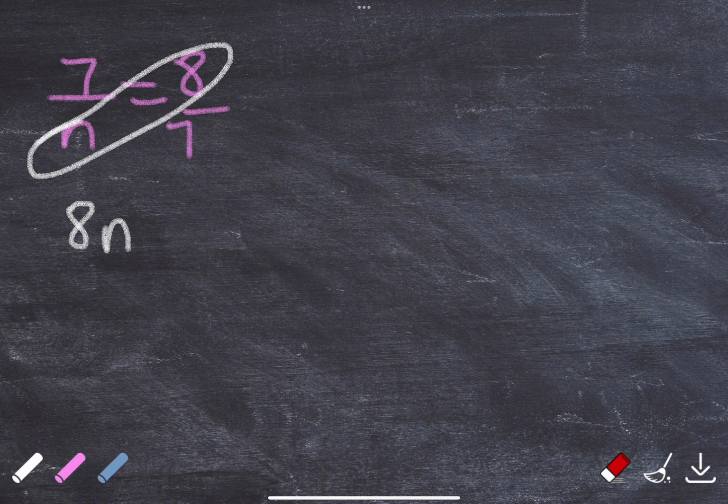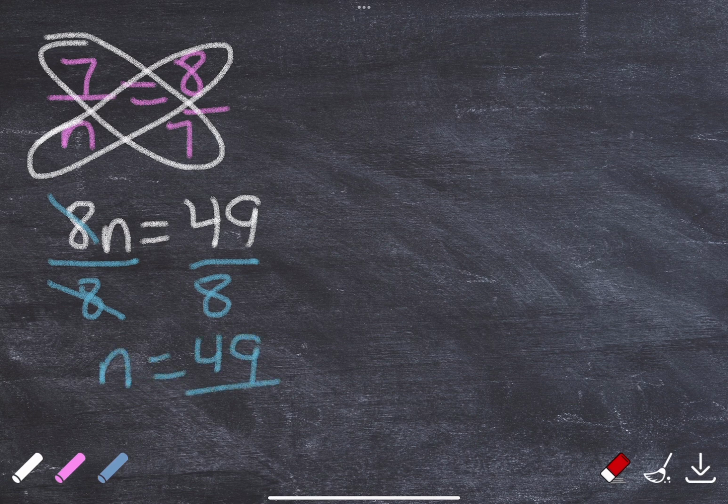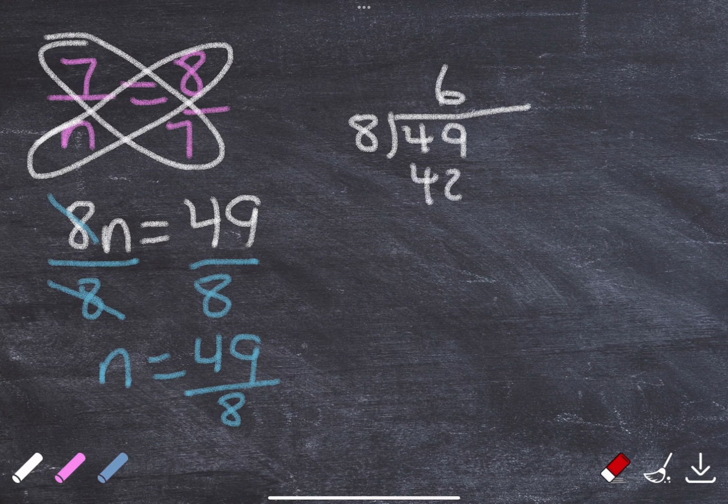Now we have n times 8, which is 8n, and 7 times 7, which is 49. Let's isolate that variable, dividing both sides of the equation by 8. 8 divided by 8 is 1, and 49 divided by 8. Let's do the long division algorithm. We're going to drop 49 into my division symbol, and we'll divide by 8. Now, I know that I can fit at least 6 groups of 8 into 48 because 6 times 8 is 48. And the difference is 1.